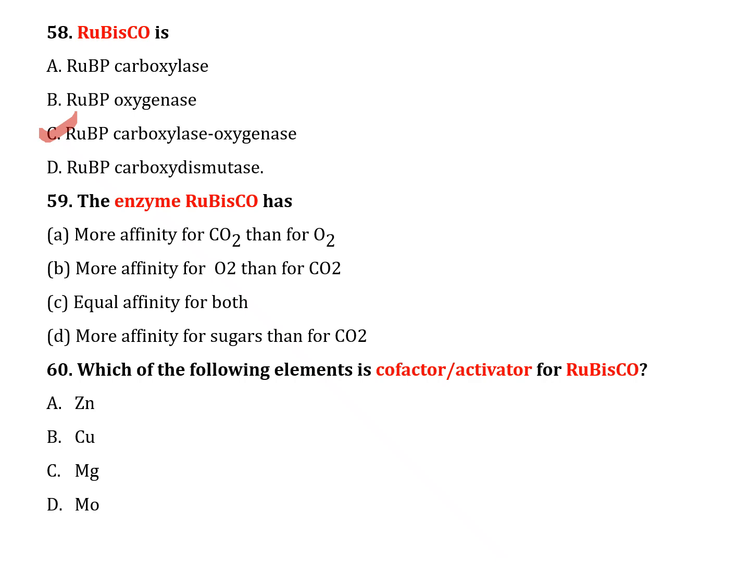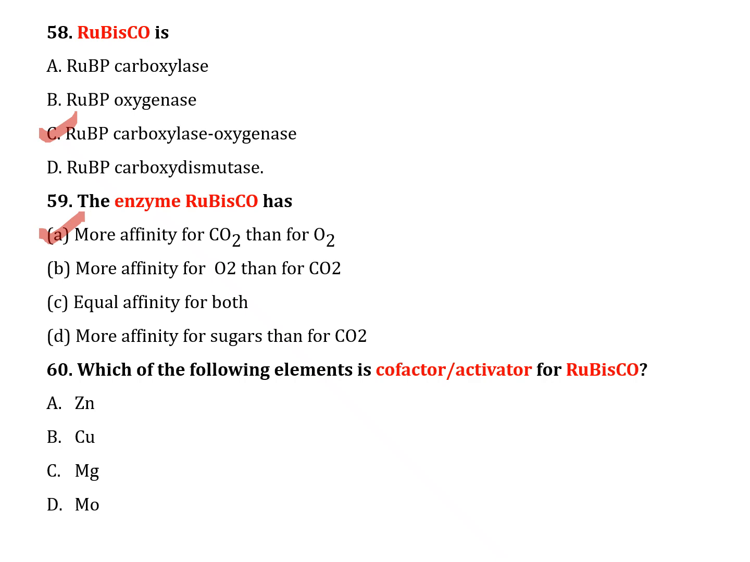The next question, number 59. The enzyme Rubisco has option A more affinity for carbon dioxide than for oxygen, option B more affinity for oxygen than for carbon dioxide, option C equal affinity for both, option D more affinity for sugar than for carbon dioxide. The correct answer is option A more affinity for carbon dioxide than for oxygen.